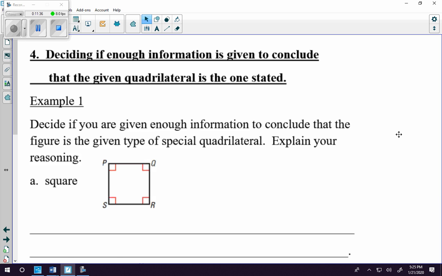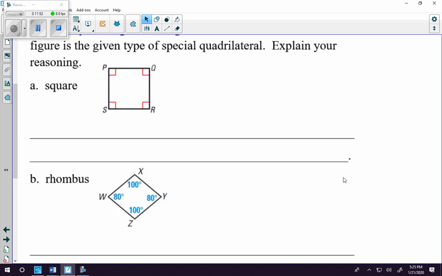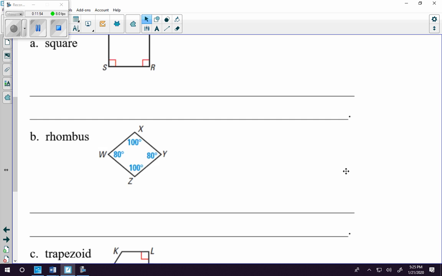So there's two types of quadrilaterals in which all four interior angles are right angles. That'd be square and that'd be rectangle. But the only thing we can really conclude here is that this quadrilateral is a rectangle based upon the information given, not a square. If you look at letter B, what did they give us?